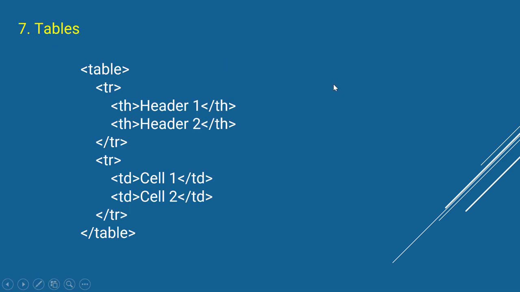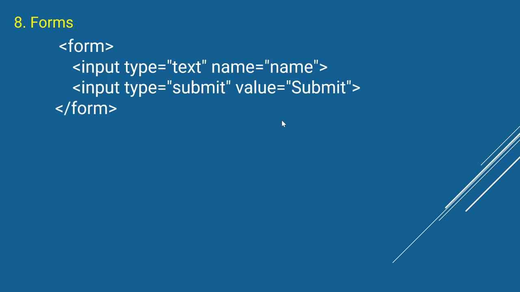Tables are used to display data in a grid format. They are often used to compare data or show relationships. Forms are used to collect user input. They can contain various types of input fields such as text boxes, check boxes, and buttons.